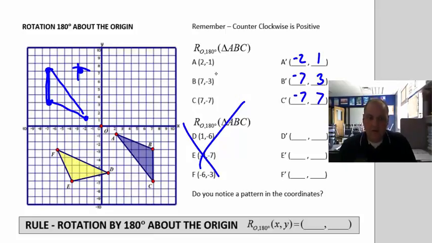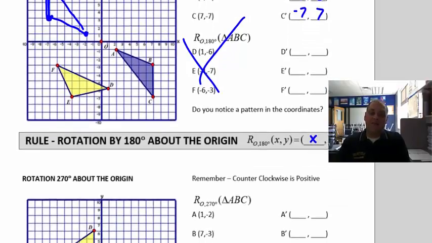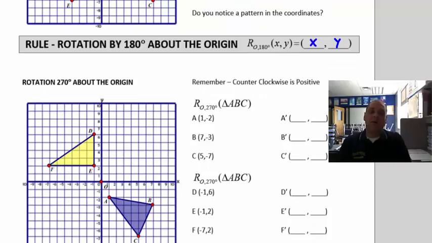So what happened? It looks like 2, 7, 7, 2, 7, 7, 1, 3, 7, 1, 3, 7. The X and Y don't change. So for a 180, the X and Y don't change, except the signs change. Positive, negative, negative, positive. So X and Y stay in the same position, but they both become different signs, so we make them both negative. That doesn't mean make them negative, it means change the sign.